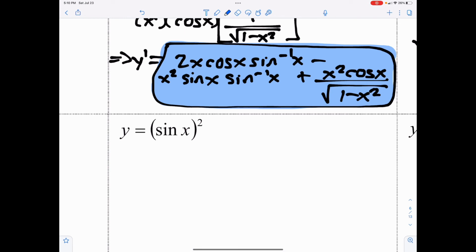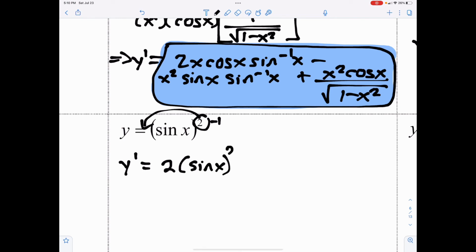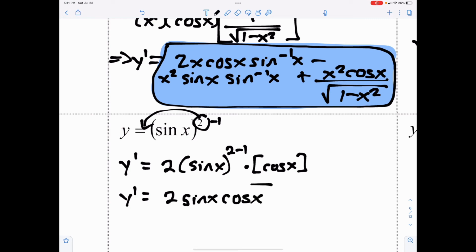Now, the outside function is some quantity squared, and the inside function is sine of x. Still chain rule. The outside function is the squared function, so that would be the general power rule. We bring the 2 down and then subtract 1 from the exponent, right? So we go 2 times sine of x to the 2 minus 1, times the derivative of sine of x, which is cosine of x. And we get 2 times sine of x times cosine of x.